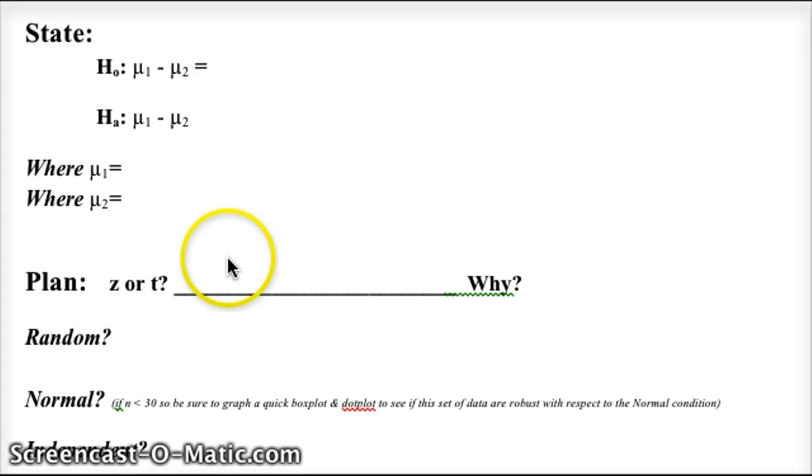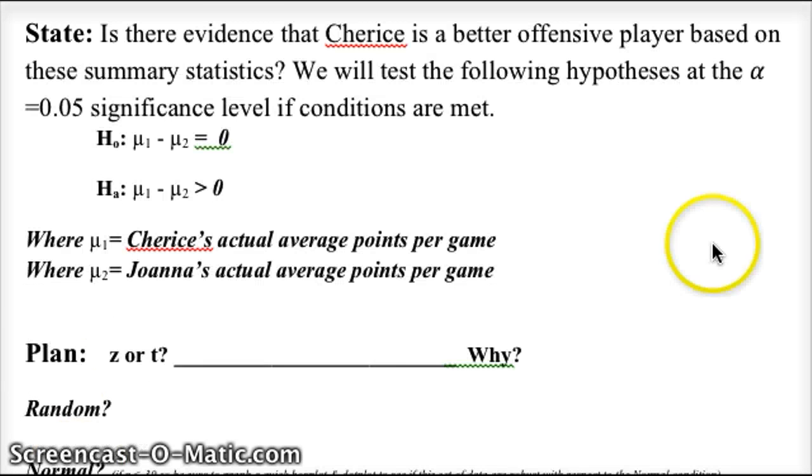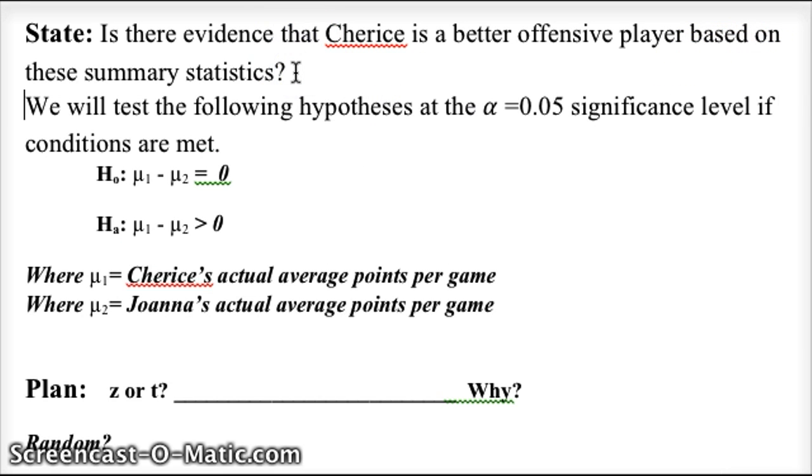So here are the state and plan portions if we're doing a significance test. We're going to do each portion for a significance test and talk about how it's different for a confidence interval. State: we want to state what the question is. We say we're testing the following hypotheses at the alpha equals 0.05 level. Use 0.05 if you're not given one. Remember, we can also use 0.01 or 0.1. And then we state the hypotheses.